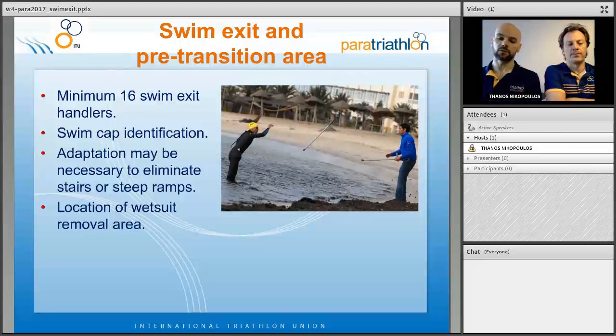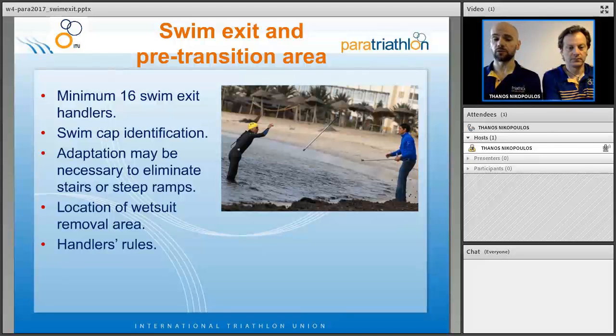First of all, so that the swim exit assistants do not have to run or carry the athletes for a long distance. And the second reason is for the athletes themselves, to make it easy for them to transfer from one discipline to the other. Obviously, the location of the pre-transition area needs to be wheelchair accessible. So we cannot, for example, have the pre-transition area on the sand, because then we cannot have the daily chairs moving on the sand to go to the transition.